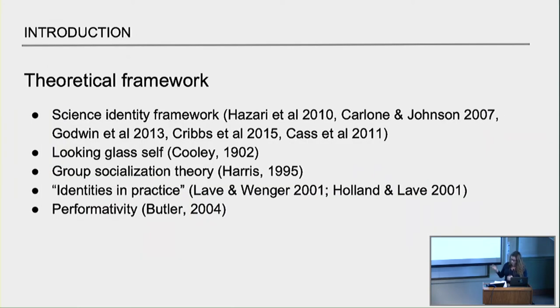So we are using the following frameworks to understand student identity and its interaction with others. Highlighting and leaning on these theories helps us to break apart student identity and see differences that might come up between our various variables. We're looking at the science identity framework, which we previously talked about, looking glass self theory, where self-concept is formed by how others in our environment see us and how well we perceive those reflections. We're also looking at group socialization theory, where individual peer groups instead of families shape interests and beliefs.